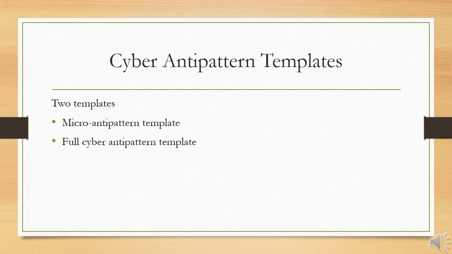Cyber anti-pattern templates. It is useful to understand how the templates work and what the fields mean so that you can get the most benefit from them. There are two types of templates. They are the micro anti-pattern template and the full cyber anti-pattern template. You use the micro template for simpler patterns in which detailed explanation will not be necessary. You use the full template for the more complex and more important antipatterns, providing a much more complete coverage of the problem and the solution.